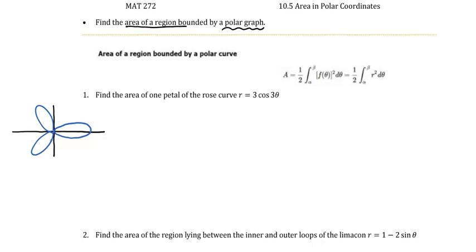These three petals are symmetrical, and we're being asked to find the area of one petal. It doesn't matter which petal we choose. We could find the area of this petal, or we could find the area of that petal. We'll talk a little bit more about which petal we'll work with. We have a formula that tells us that the area of one of those petals is 1/2 the integral from alpha to beta, I'll change those limits later, of the function squared. In this case, the function is 3 cosine 3 theta squared, and we're integrating with respect to theta. That means that these limits are angles theta.